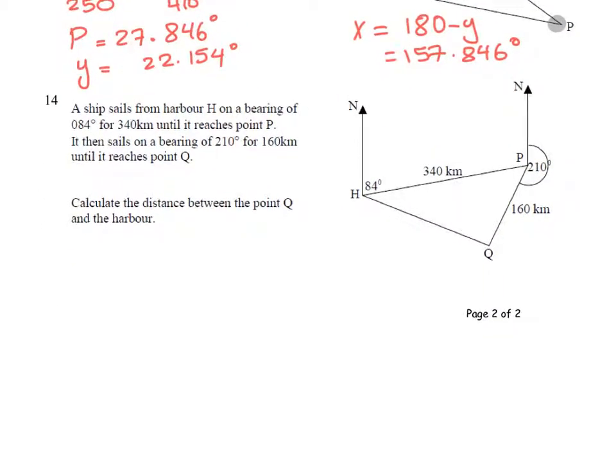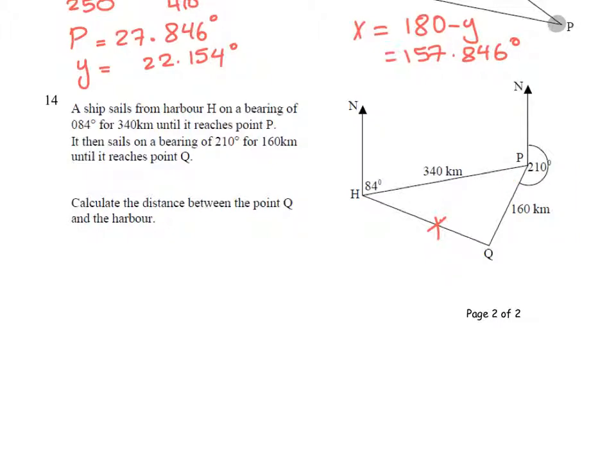Okay, let's move on to 14. A ship sails from Harbor H on a bearing of 84 degrees for 340 kilometers until it reaches point P. It then sails at a bearing of 210 degrees for 160 kilometers until it reaches Q. Calculate the distance between Q and the harbor. So this is what they want. So if you look at this triangle, I only have two sides. Probably if I find this angle, that's going to be extremely helpful.